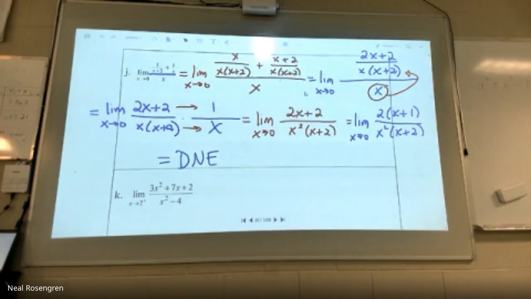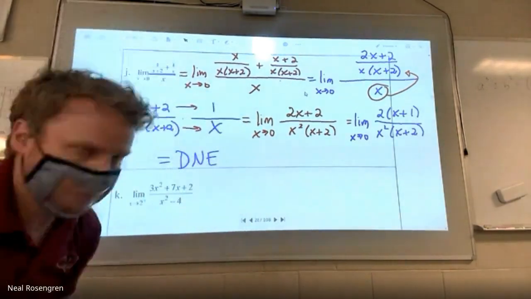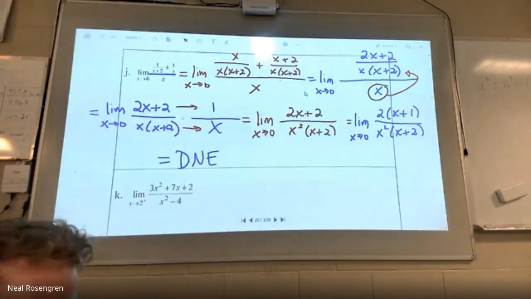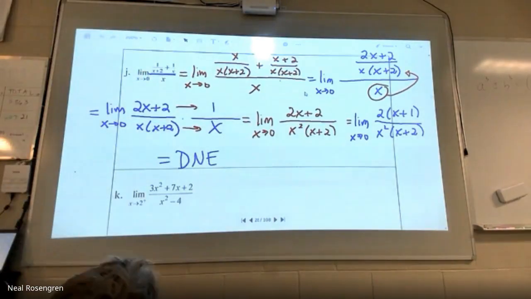So are we good with that whole second line? Yes, I think so. Right, so we just combine fractions by multiplying by the reciprocal. And we saw that, okay, now we plug in 0, we get 2 over 0, right? And that's got to be an asymptote, so we know that that limit does not exist.